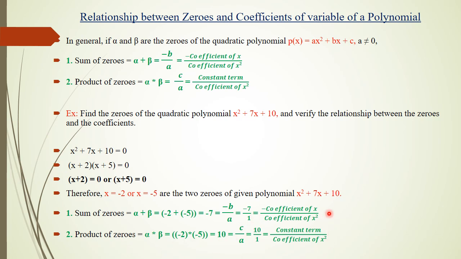Like this you can verify the relationship between zeros and coefficient of the polynomials. This can be a very important result using which you can solve multiple problems in upcoming exercises. The last important concept that we need to study in this chapter is division algorithm for polynomials.